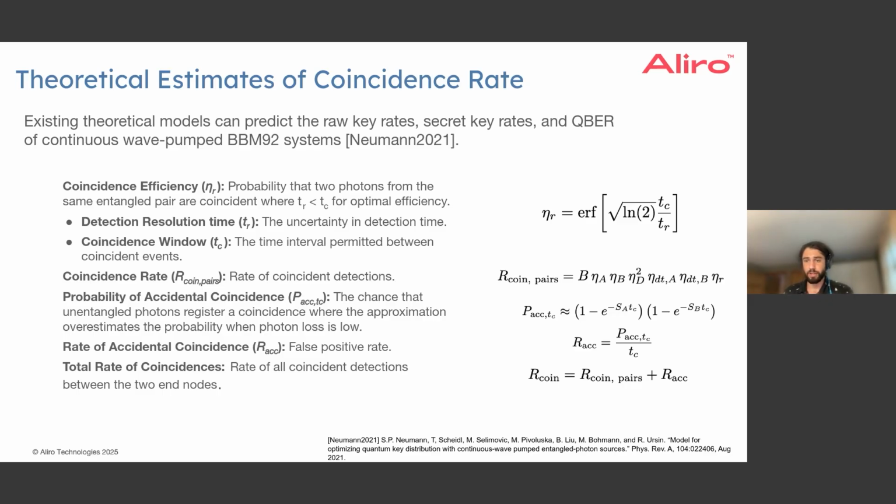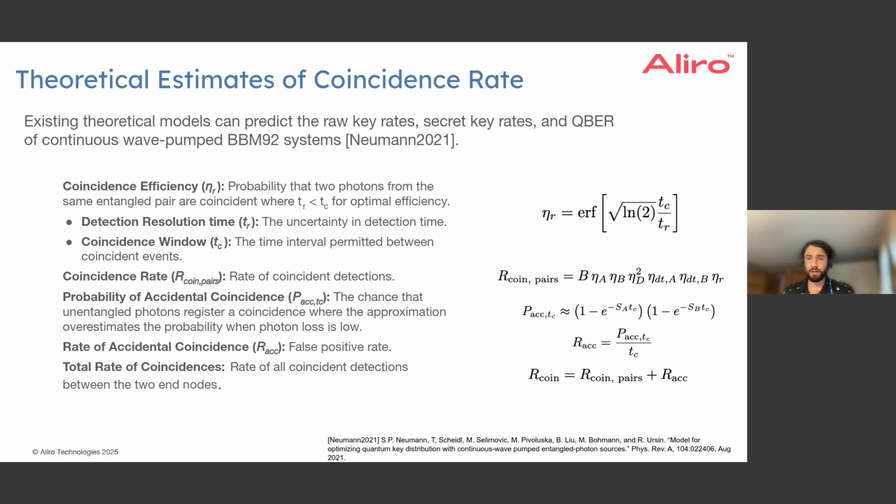We can actually just, in our case, compute an expected efficiency and high-level estimates of the coincidence rate. The way that we do this is just following this paper that we found online, Newman et al. This is a paper from 2021 describing how to predict raw key rates, secret key rates, and QBERs for continuous wave pump BBM92 systems, which we are using.